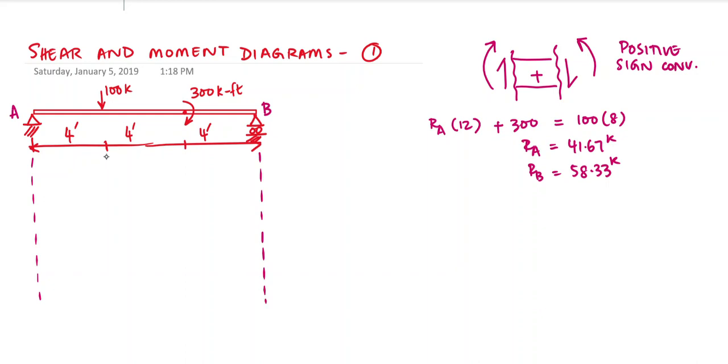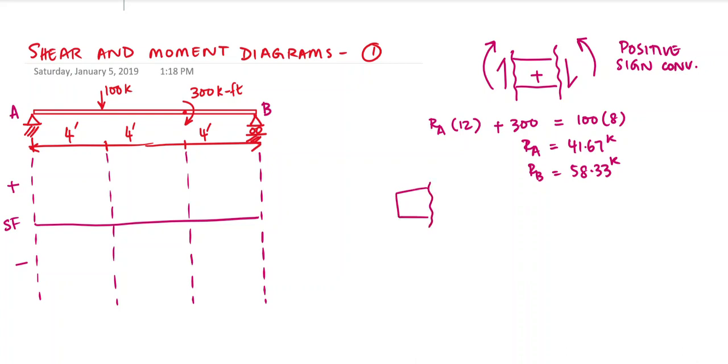It's good practice to mark all the critical points that you have so that you can figure out where the shear and moments are changing. And let's do the shear force. That's positive, that's negative for shear force. Okay, so let's do the free body diagram for this beam. Let's take a cut immediately to the right of the support A.